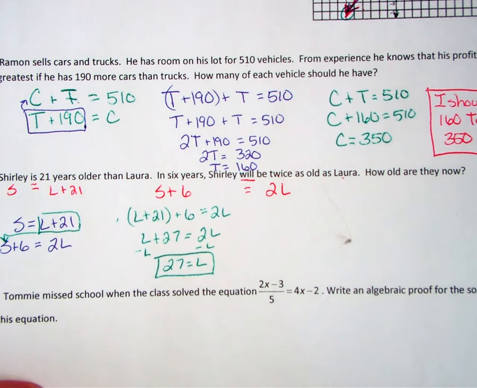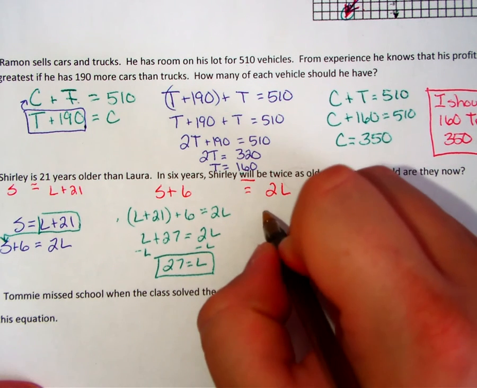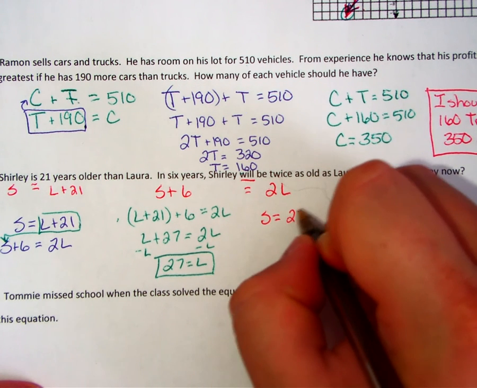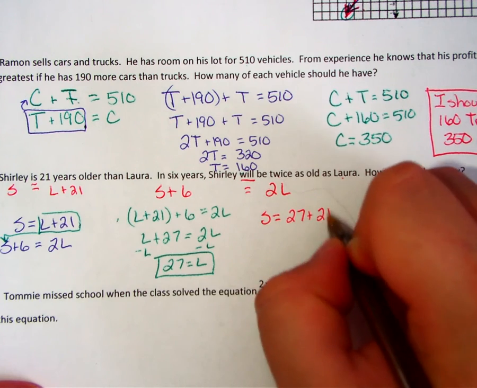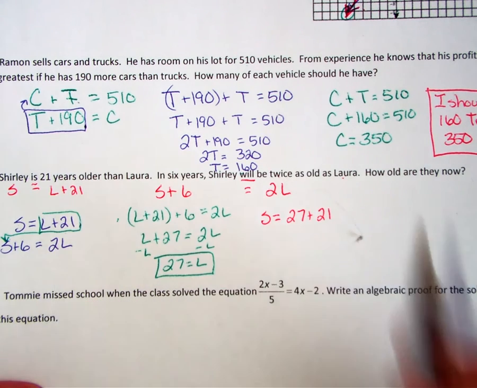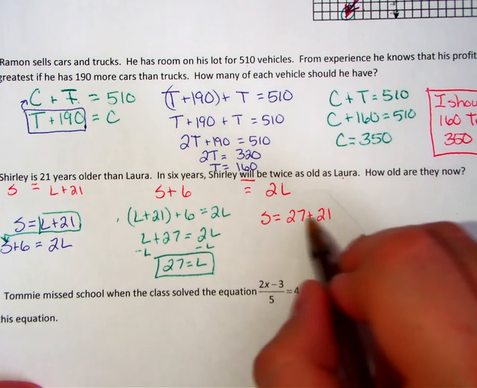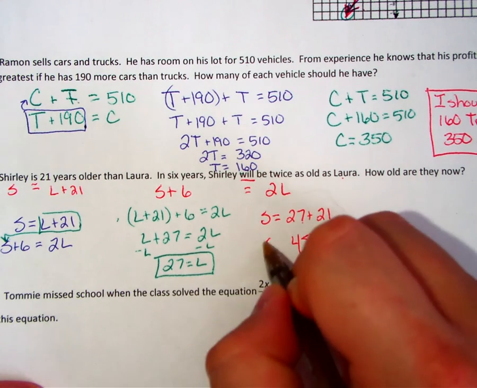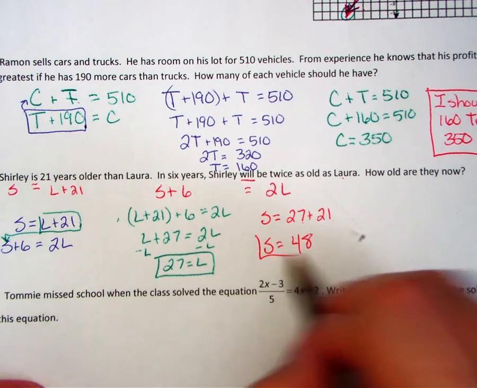Now, how old is Shirley? Shirley is equal to Laura's age, which is 27, plus 21. We pulled that from our first equation. 27 and 21 gives me 7 and 1, which is 8. 2 and 2 is 4. So Shirley is equal to 48 years old.